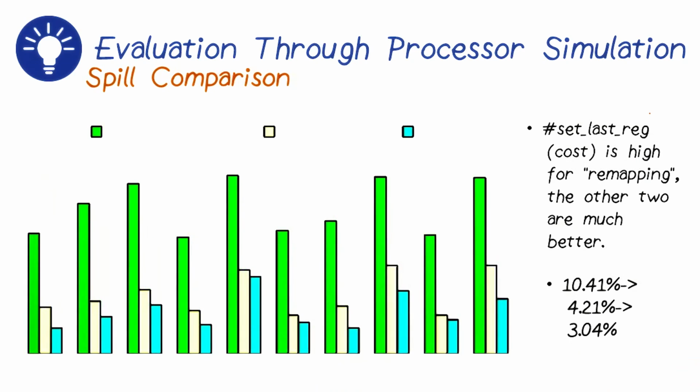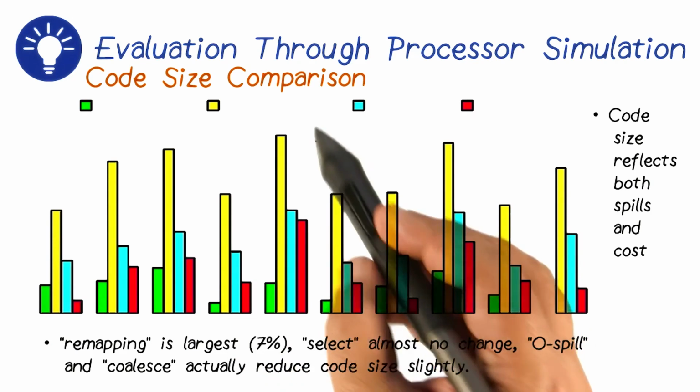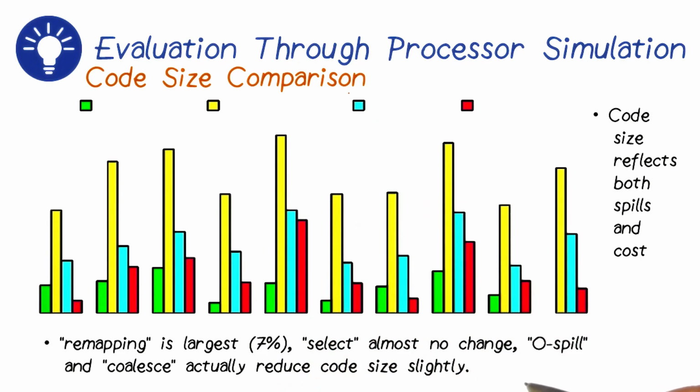Here is the comparison of set last reg cost across 3 different schemes. You can see here that if we limit ourselves to remapping, this cost is significantly high, whereas for the other 2 schemes, this cost is much lower, as you can see through these bars. Again, if we compare the different schemes here, remapping is the largest code size increase, whereas select has almost no change, and the most optimal and coalesce actually reduce the code size, as you can see here.